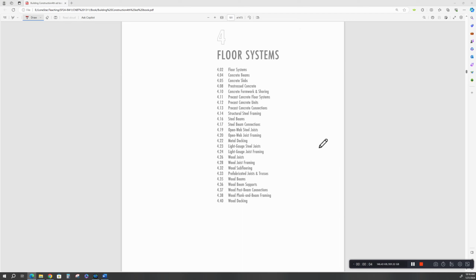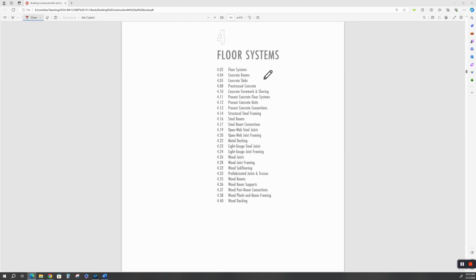CNBT 1311. This is chapter 4, which will be weeks 3 and 4. And we're going to start with floor systems. And most of this is structural engineering.